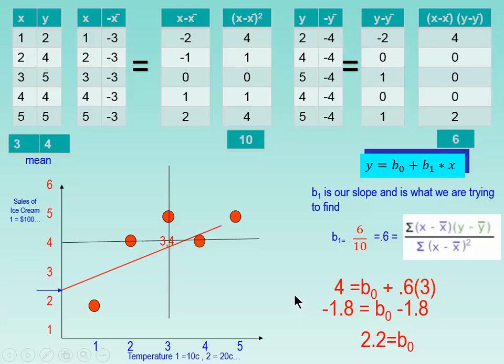And we're left here with 2.2 equals b0, which is our y-intercept. And if you look over here, it does look like it's around that area, 2.2. And that's how we do the least squares method.